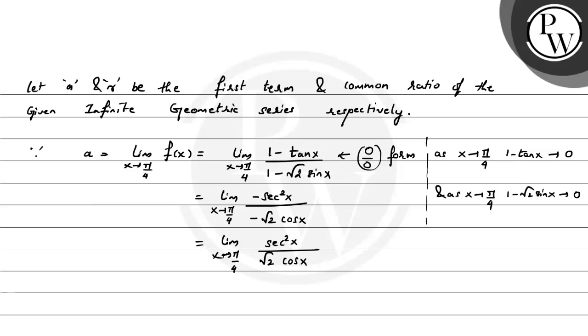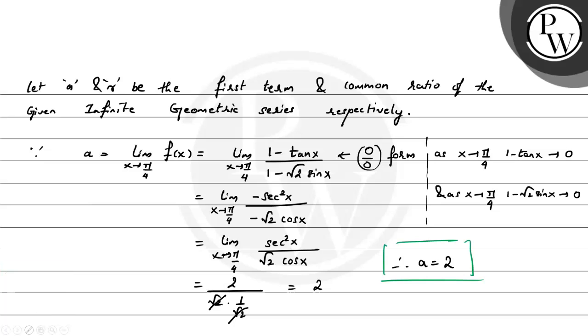The limit does exist, and so evaluating it, we have limit x tends to pi by 4 of secant square x is 2, divided by root 2 times limit x tends to pi by 4 of cos x, which is 1 by root 2. So root 2 and root 2 get cancelled, and the final value is 2. Therefore a is equal to 2.